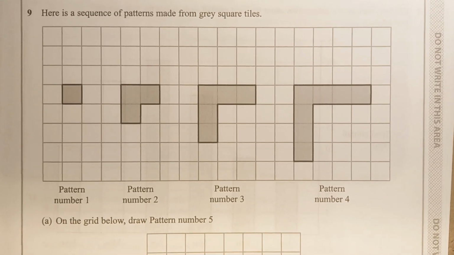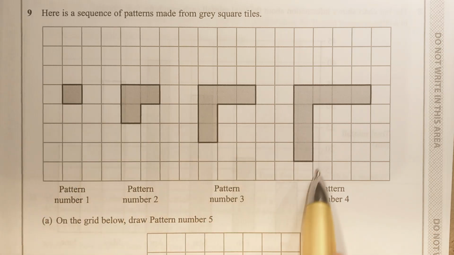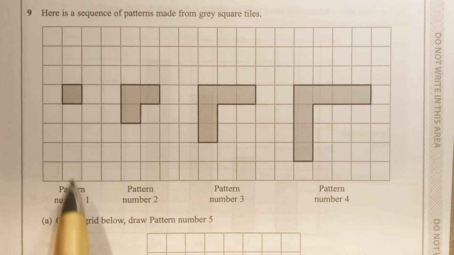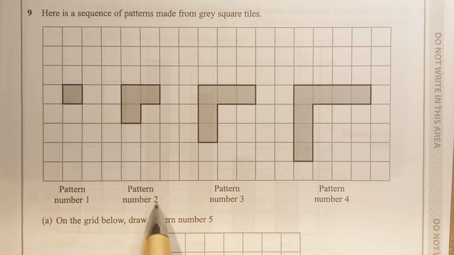Question 9. Here is a sequence of patterns made from grey square tiles. Pattern 1, pattern 2, pattern 3, pattern 4. You can see it's getting bigger each time. On the grid below, draw pattern number 5. Okay, well, let's see what's going on. Well, pattern number 1 is 1 high and 1 across. Pattern 2 is 2 high and 2 across.